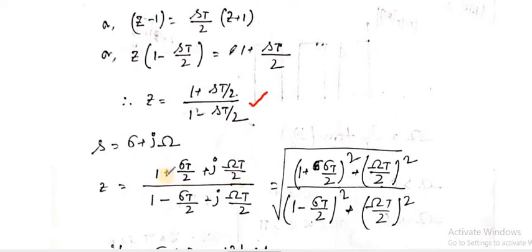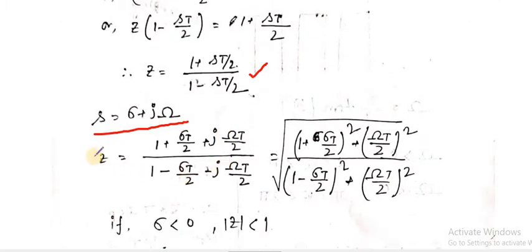Now if I replace S by sigma plus j omega, where capital omega is the analog frequency, and evaluate the mod value, so this is basically the mod value of Z. If I take the mod, then the square root of a squared plus b squared, we know the formula, gives mod Z.